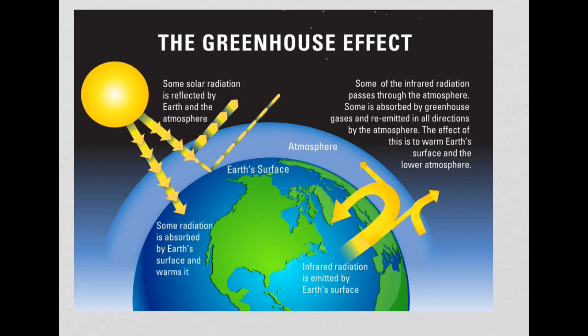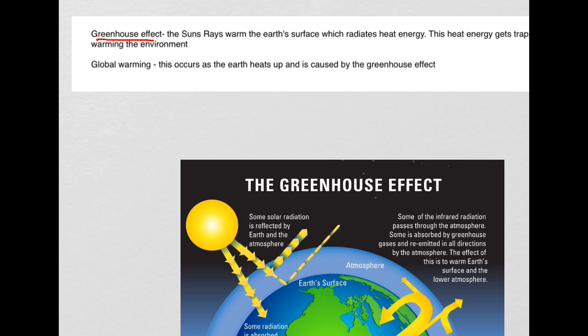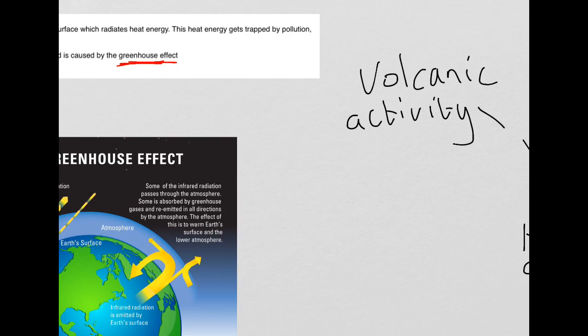So therefore it acts a bit like a greenhouse. This would represent the glass of the greenhouse, and this causes warming of the Earth and the Earth's atmosphere. Global warming is a process that occurs as the Earth heats up, and that is caused by the greenhouse effect. So quite often you'll get a question which asks you to describe the differences or explain the differences between the greenhouse effect and global warming.